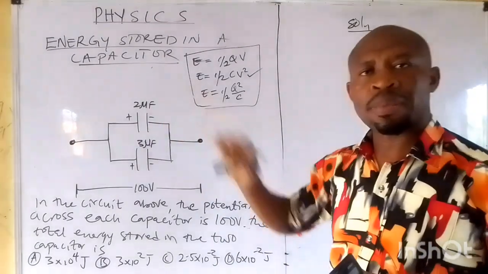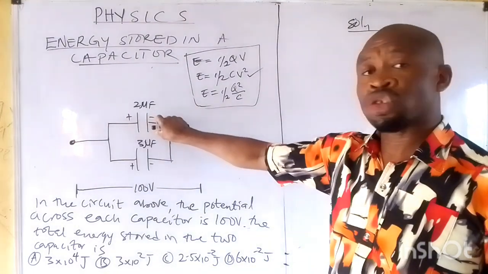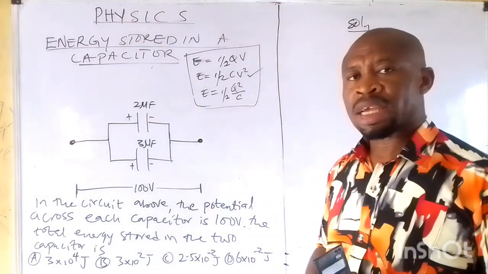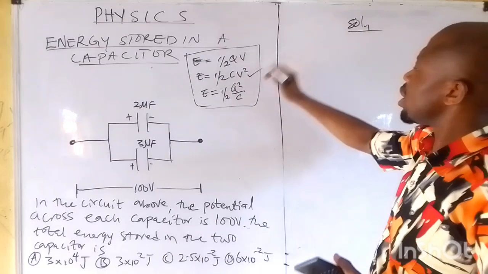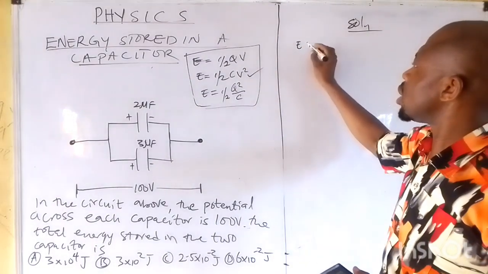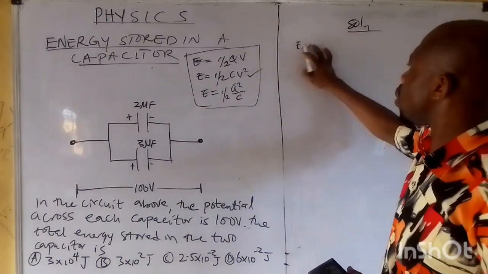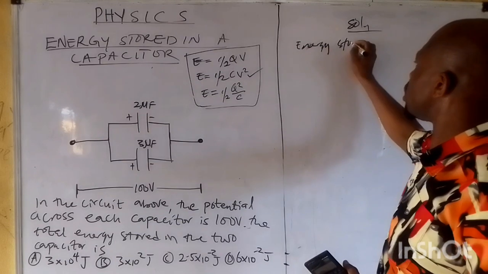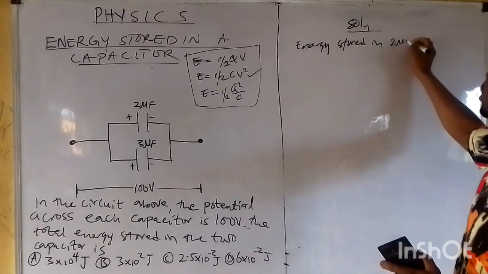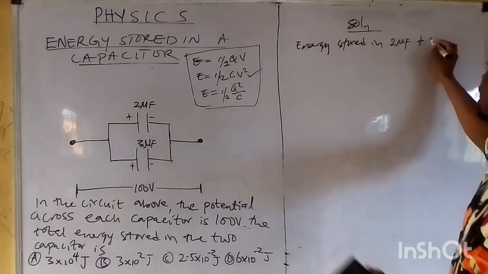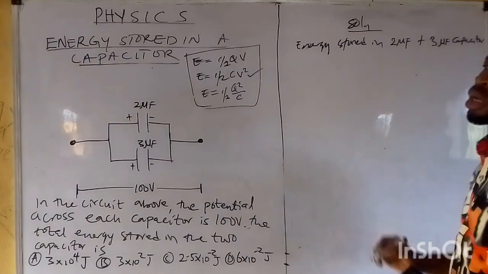Now remember, this is a parallel plate capacitor. And for a parallel plate capacitor, this one stores its own charge. This one stores its own charge. So in other words, we now have energy stored. The total energy stored here is the energy stored in the 2 microfarad capacitor plus that in the 3 microfarad capacitor. Okay, so how do we do that?